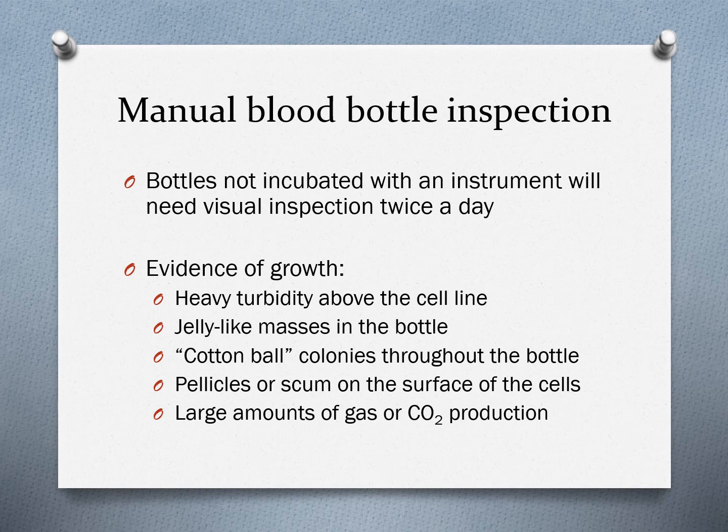We want to look for jelly-like masses in the bottle. Staphylococcus can sometimes do that. We want to look for cotton ball colonies throughout the bottle. Anytime you have streppy looking puff balls, you're going to notice that in a blood culture bottle. Also, other things like pellicles or scum on the surface of the cells could indicate that you have yeast or mold in the bottle. If you have large amounts of gas or CO2 production, this could be any organism that is causing this bottle to be bubbly, but especially Clostridium and Klebsiella can cause a lot of gas production in your blood culture bottle.